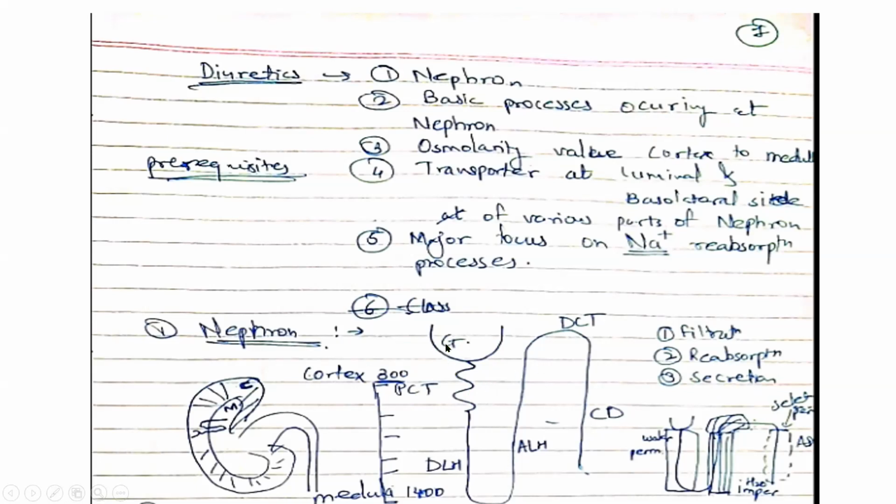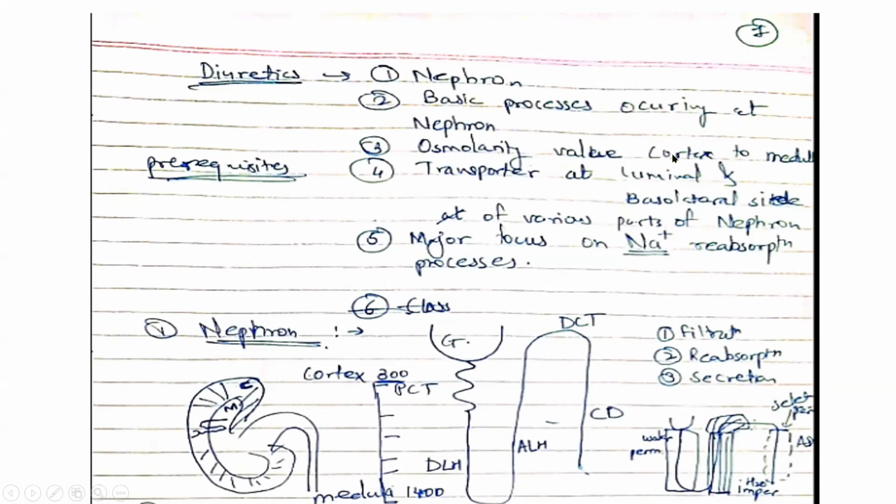Secretion. There are certain molecules which escape glomerular filtration because of their large size. Those molecules still need to be excreted out. So these molecules enter anywhere along the renal tubule. That is called secretion.